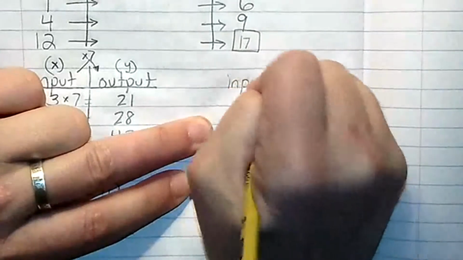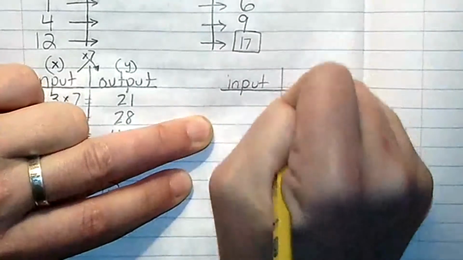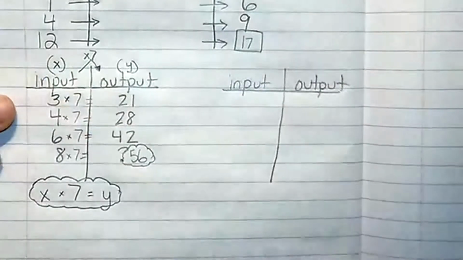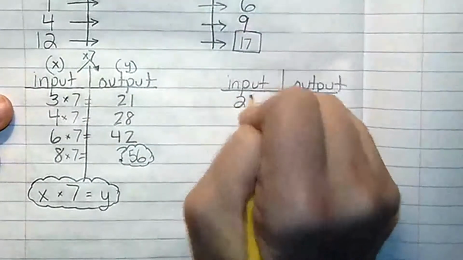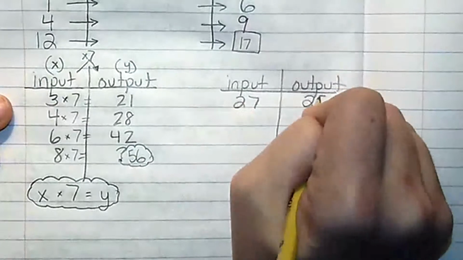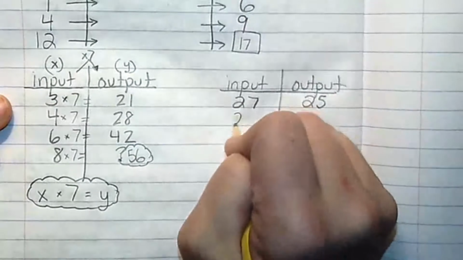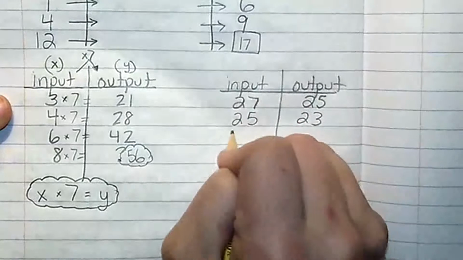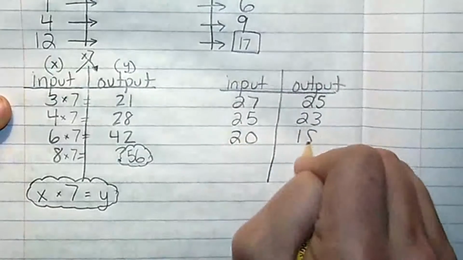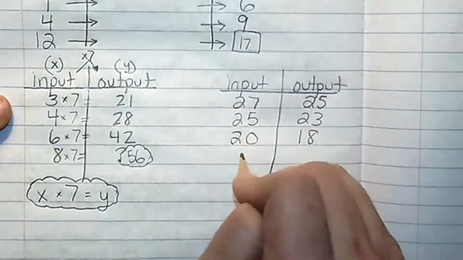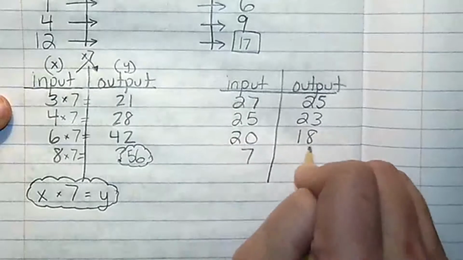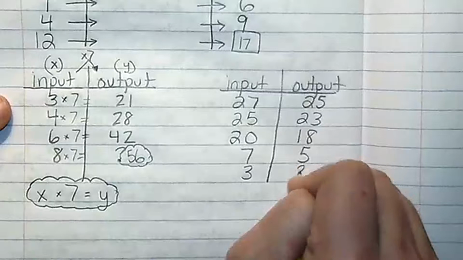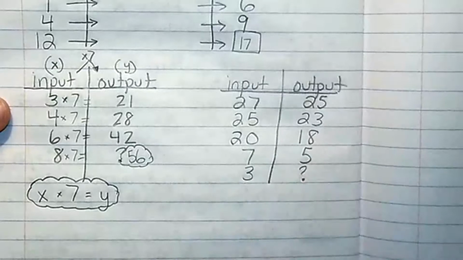Make it right next to it. Here's my input and output chart. All right, 27 goes in, 25 came out. 25 went in, 23 came out. 20 went in, 18 came out. 7 went in, and 5 came out. 3 went in. What number should come out?